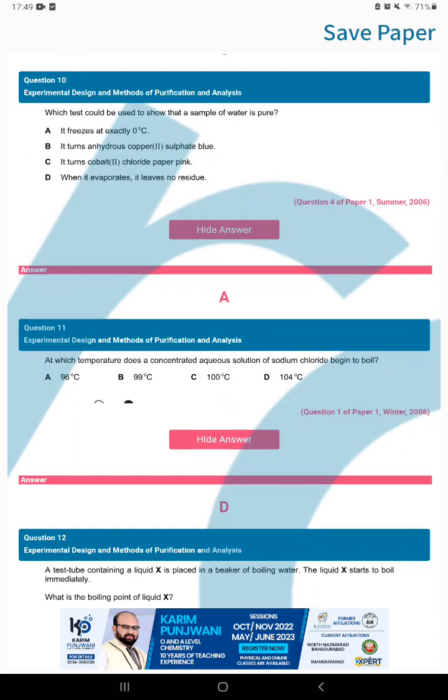Which test could be used to show that the sample of water is pure? It freezes at exactly 0 degrees Celsius. It turns anhydrous copper sulfate blue. It turns cobalt chloride paper pink. When it evaporates, it leaves no residue.